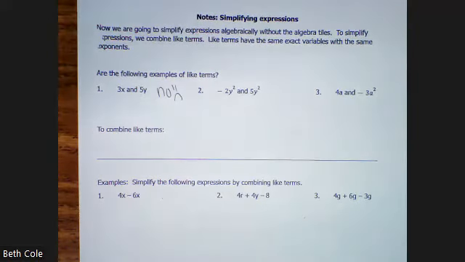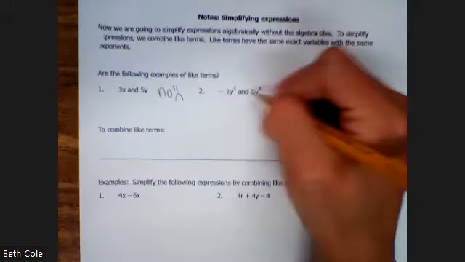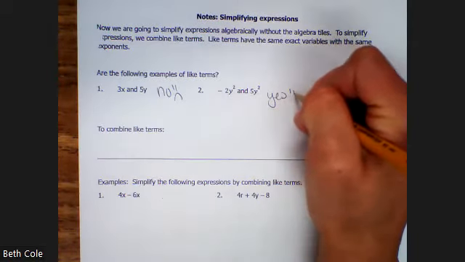And why not? Because they aren't, you're correct. Yeah, it's not the same variable. One's an x and one's a y. It's like apples and oranges. You're not going to be able to add them together like that. All right, how about number 2? Are those like terms? Yes, they both have a y squared.